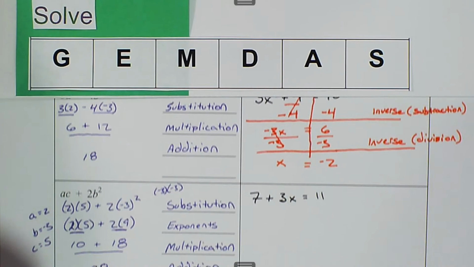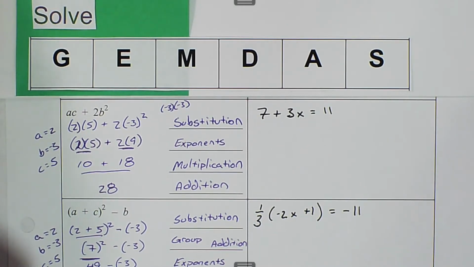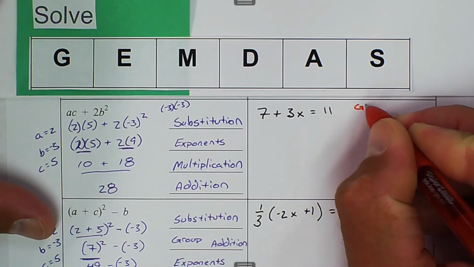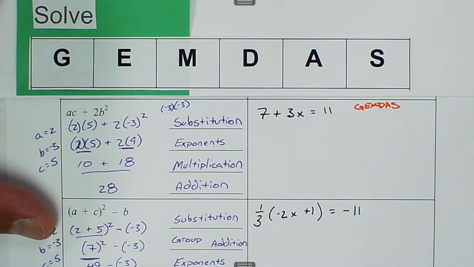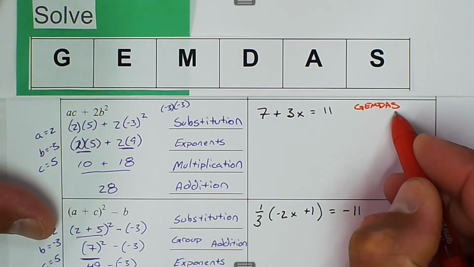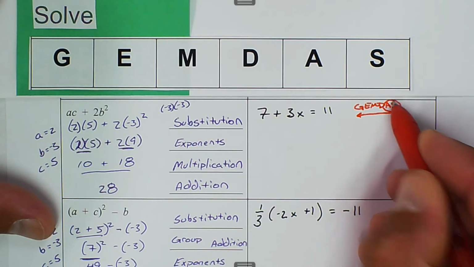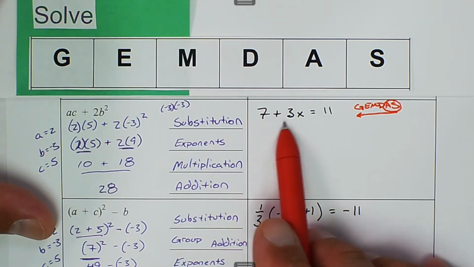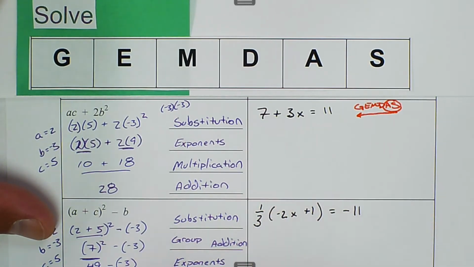The next one we can look at is 7 plus 3x equals 11. And we're still going to use GEMDAS. So I'll write that down. And remember, when we're solving, we're going to start with subtraction and work our way back. So first we look for addition and subtraction. I have addition here. This is plus 3x, but I don't have a variable over here, so it doesn't help me to move it across.